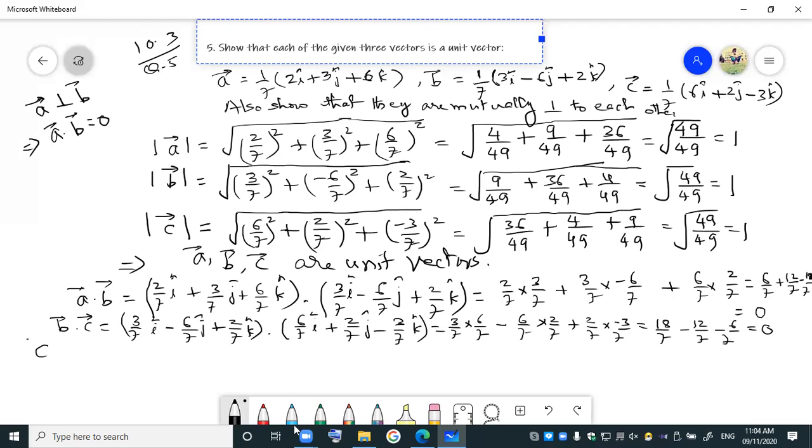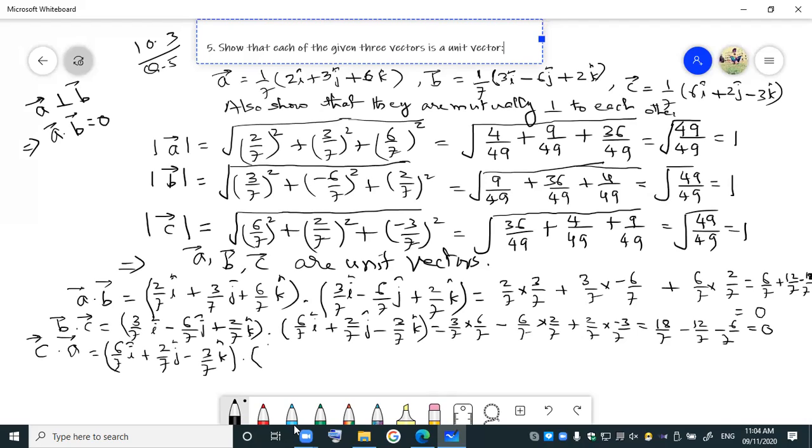Then C dot A. Vector C is 6 by 7 i cap plus 2 by 7 j cap minus 3 by 7 k cap. Now C dot A.